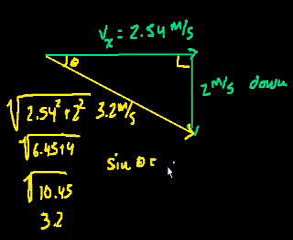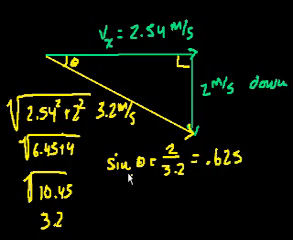Sine is opposite over hypotenuse. So the opposite side is the y direction, so that's 2 over the hypotenuse, 3.2. So 2 divided by 3.2 is equal to 0.625. So sine of theta equals 0.625, and maybe you're not familiar with arcsine yet, because I don't think I have covered it yet in the trig modules, although I will eventually.